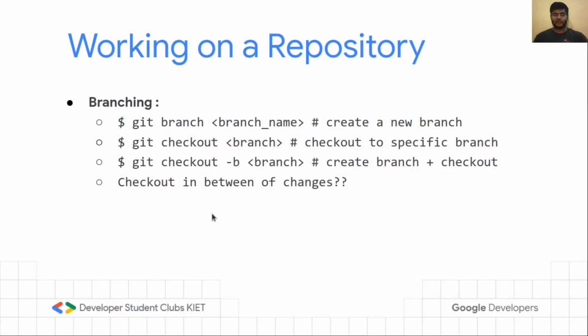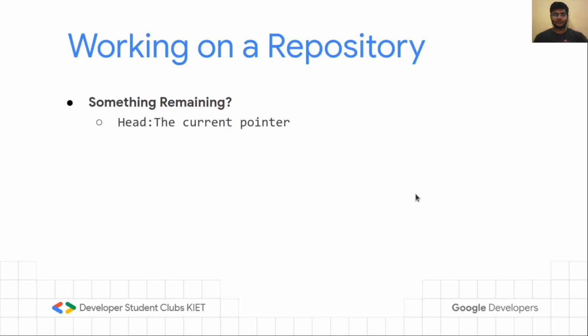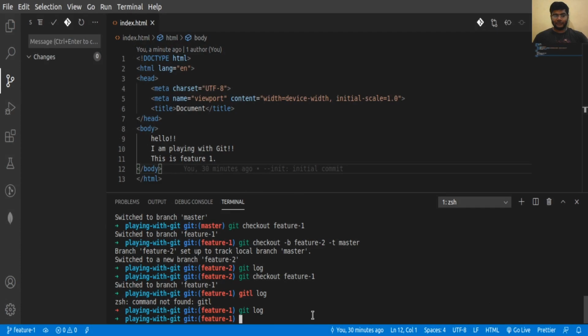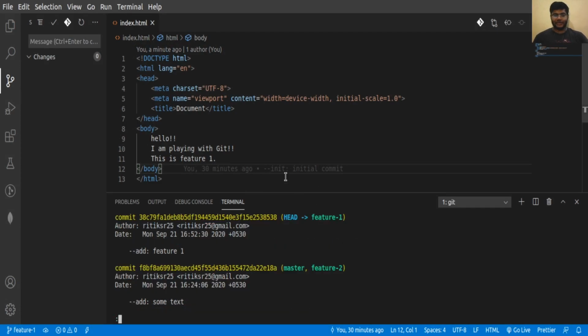So I hope we have covered all the aspects of branching. One thing remaining: these are some additional things we generally do in our repository. So the first one is head. Head is our current pointer; it shows where we are currently pointing to, which branch we are on, and which was our last commit. As you can see in the git log here, if you go to your terminal and type git log, it will show this head position. So head is your current location. It means that currently we are on this branch, and this branch is currently pointing to this commit.